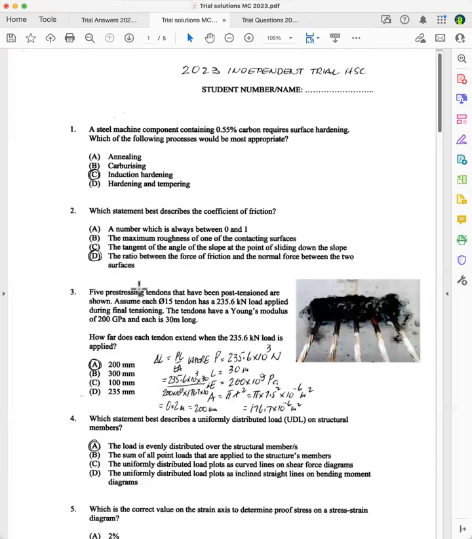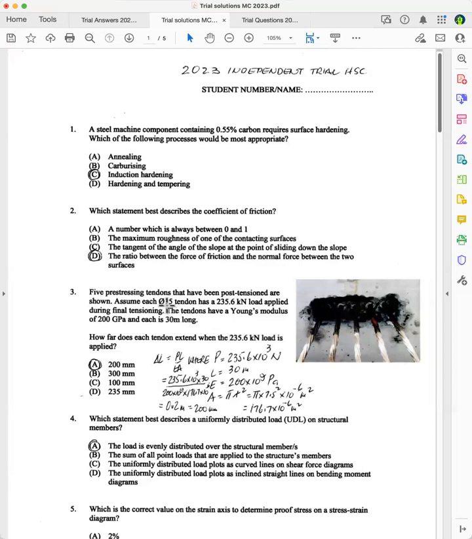So it's D. Question 3, pre-stressing tendons that have been post-tensioned are shown. So here are the post-tensioning tendons. You've seen this. I've shown you this particular diagram before, and you can see the wedges, the collets that hold the tendons in place after they've been stretched. And these tendons have white paint on them, so when they're in the untensioned state, they just spray white paint, and then they apply the jack to it, and then they use this formula to pull it out so you get the desired force on each one.